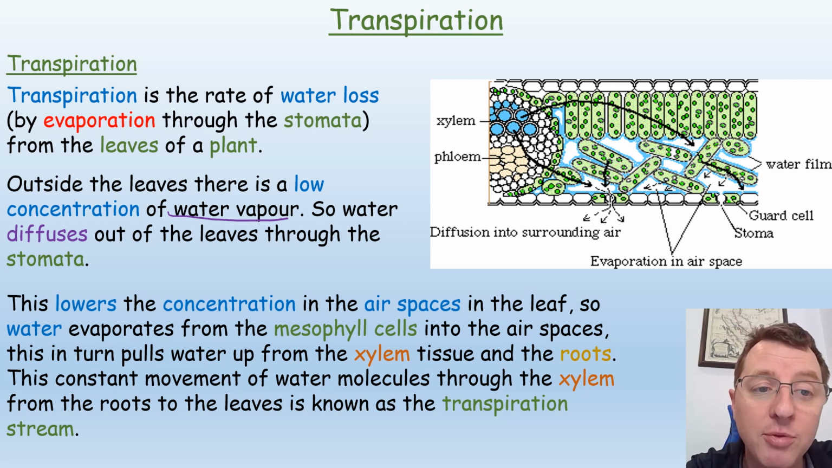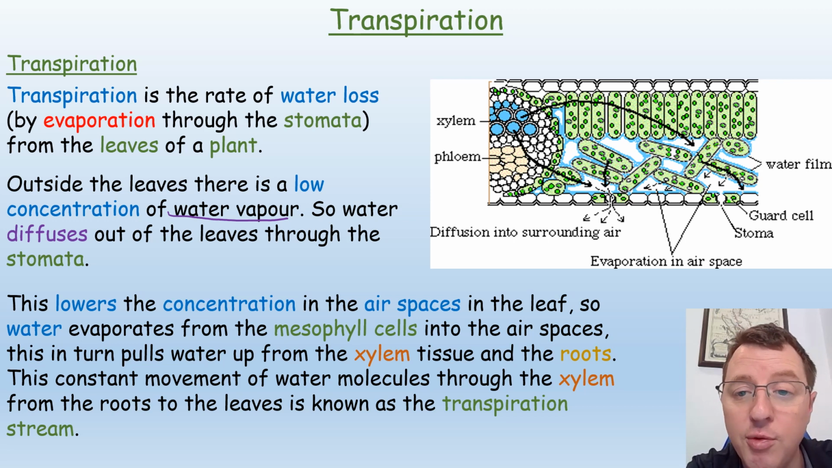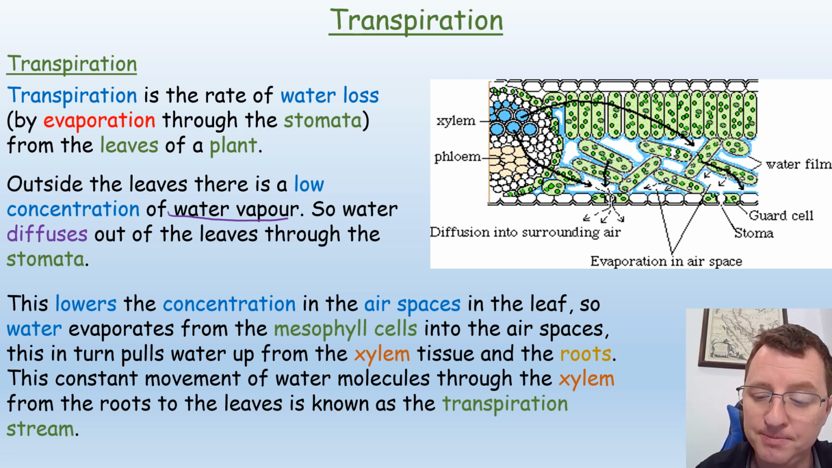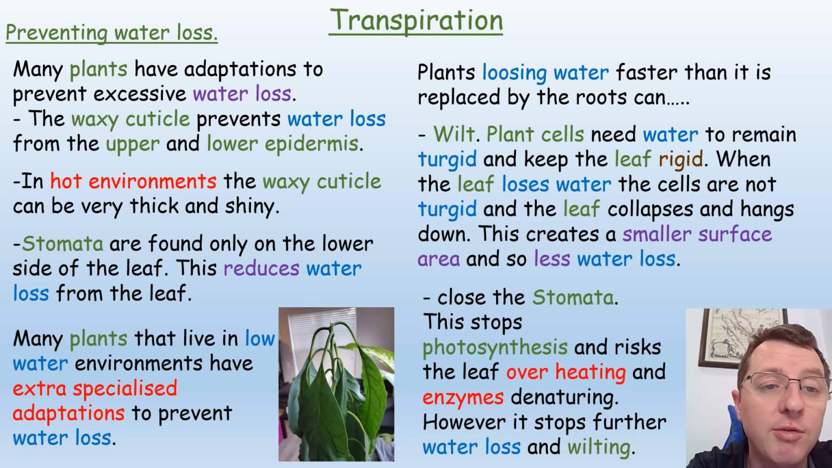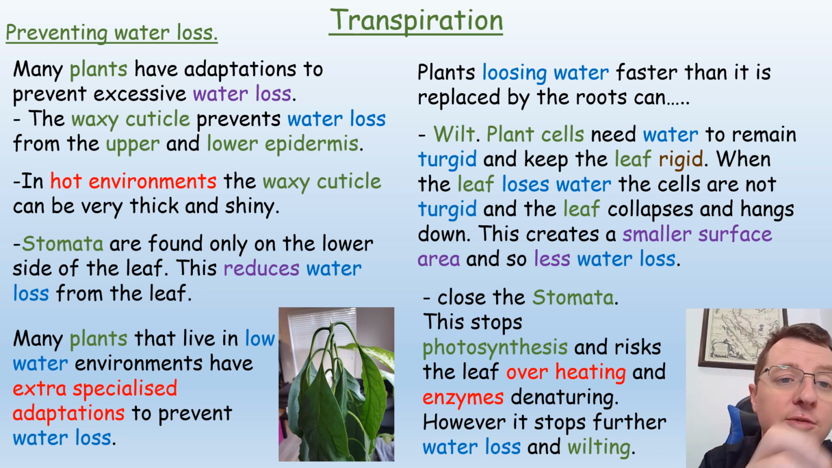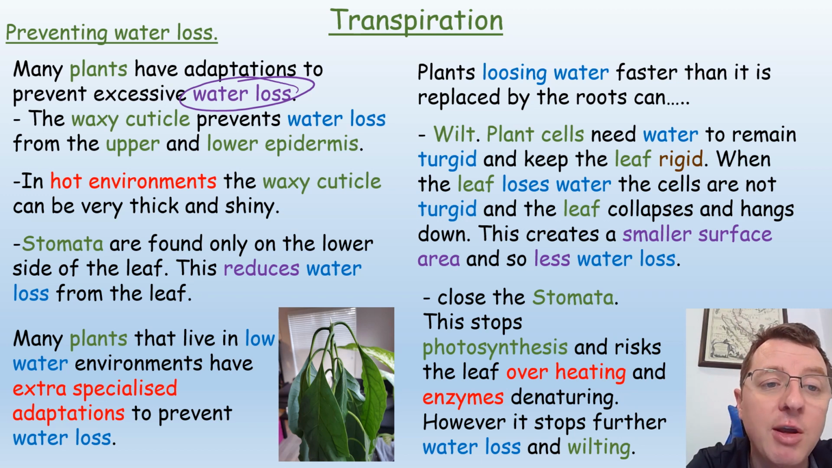But unfortunately about 90% of that water that is moved up through the plant to the leaves is lost through the stomata in transpiration. Now for most plants this isn't a big deal. They have plenty of water available and they know it's going to rain within a limited period of time. However, with some plants this can be a major issue, and many plants in fact have adaptations to try and prevent excessive water loss. For example, most leaves have a waxy cuticle, and this will prevent water loss from the upper and the lower epidermis of a leaf.